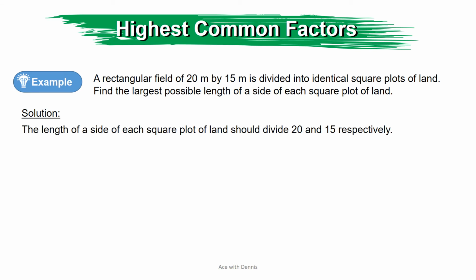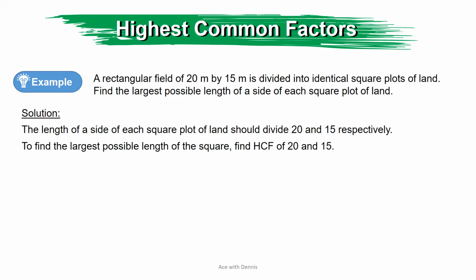The length of a side of each square plot of land should divide 20 and 15 respectively. To find the largest possible length of the square, we need to find the HCF of 20 and 15. 20 equals 2 squared times 5, and 15 equals 3 times 5. Therefore, the HCF of 20 and 15 is 5.